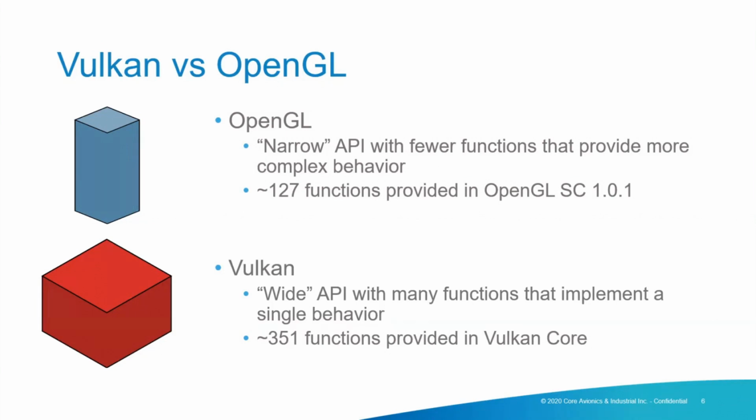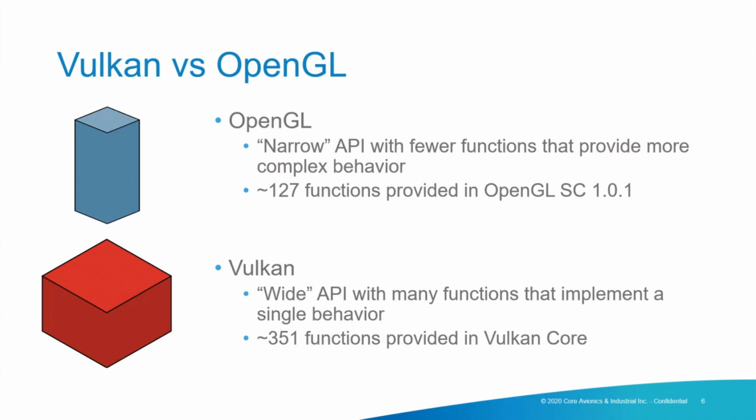So for example, in OpenGL SC1, there's approximately 127 functions provided that each implement complex behaviors that interact with the GPU shaders, the GPU pipelines, the GPU state, and moving data between different areas of the GPU. Whereas in Vulkan, it's considered a wide API where there are many functions that implement small single behaviors that are not as complicated. So to better illustrate that, Vulkan has approximately 351 functions in the core Vulkan spec, and these functions have a single purpose.